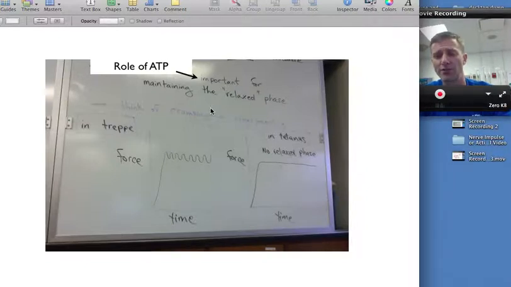Just like your muscles, you want them in the relaxed phase, ready to fire, ready to contract, ready to go, and ATP does that for both muscles and nerves. That's kind of why you say it keeps us alive.